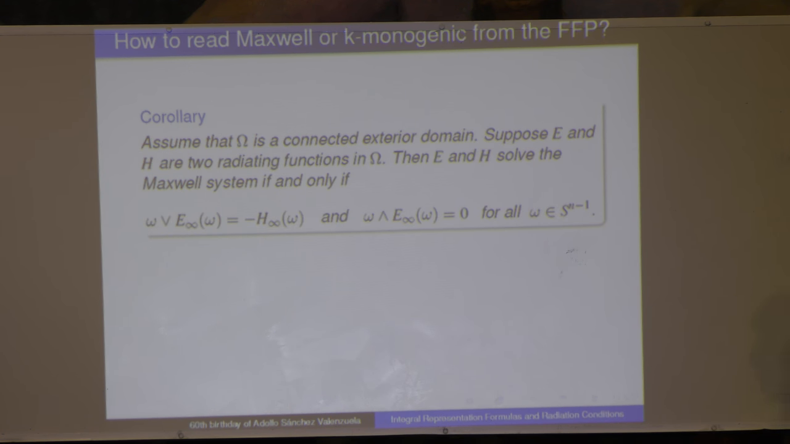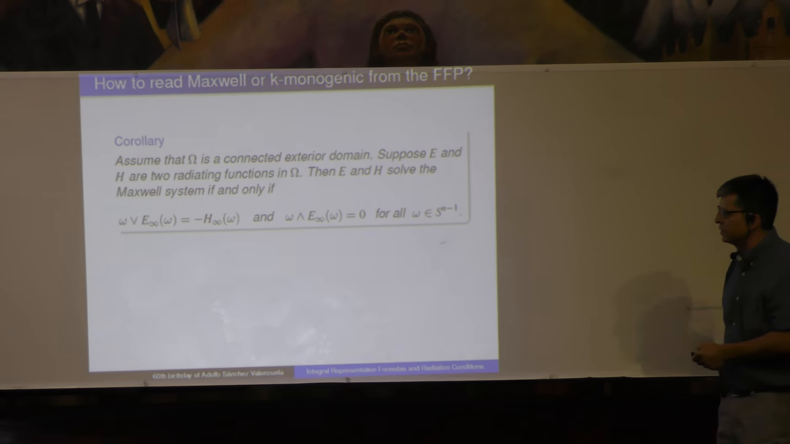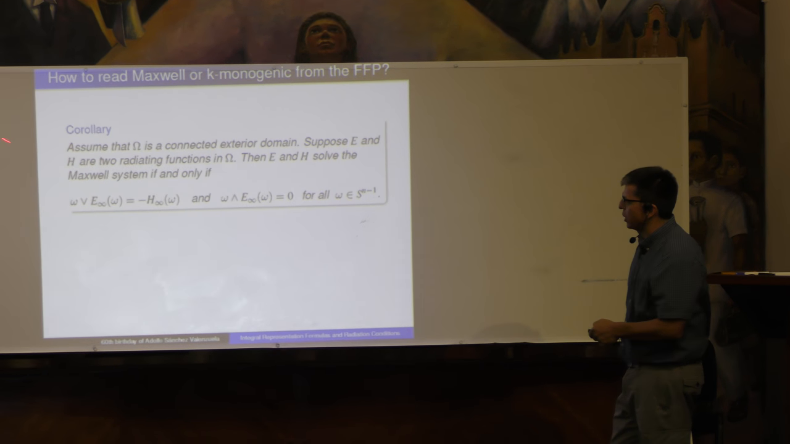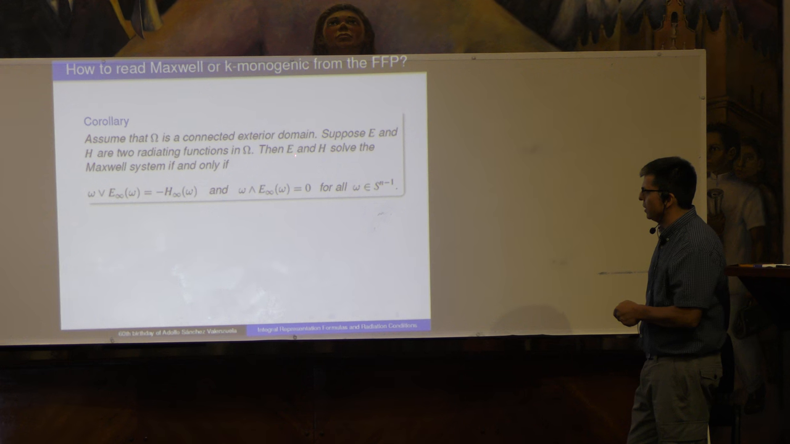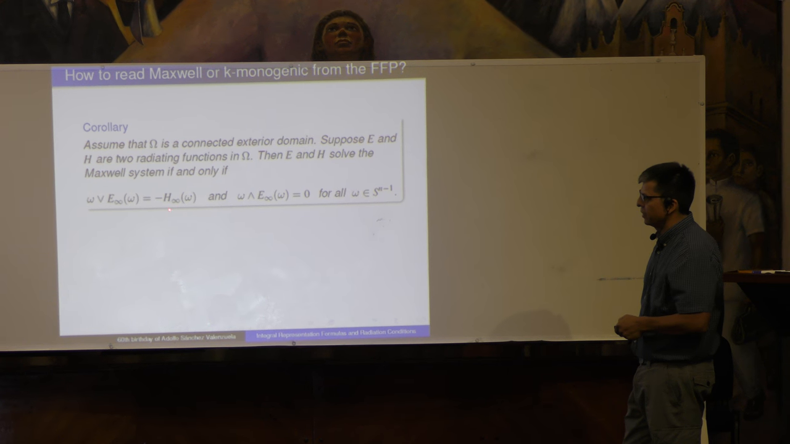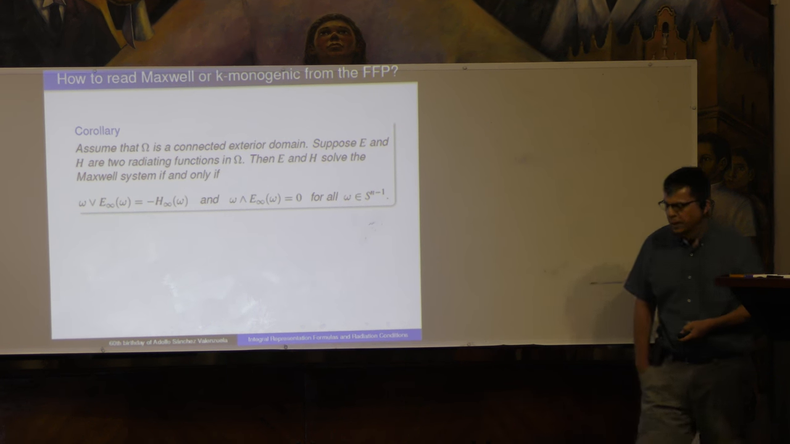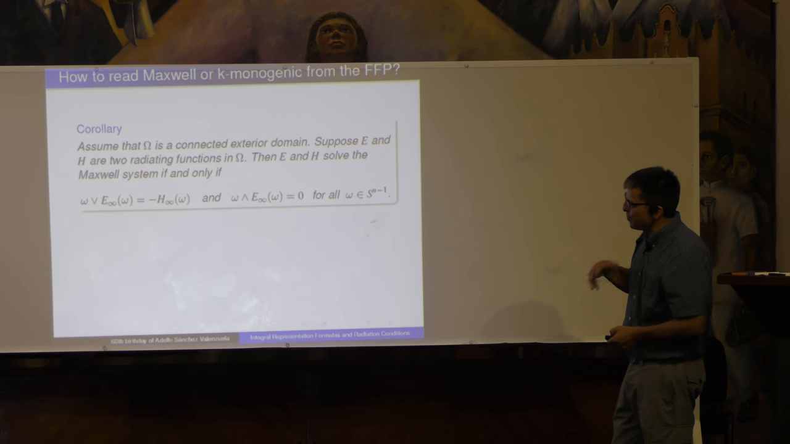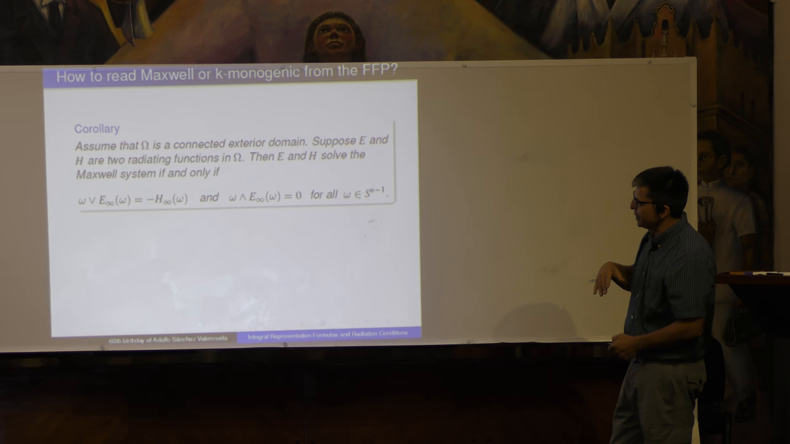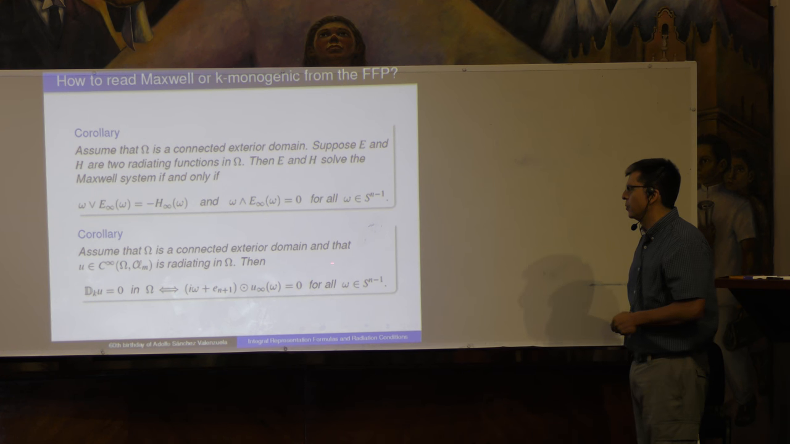So in particular, we are going to be able to read whether a function is Maxwell or k-monogenic from the far field pattern. And this is this corollary. Suppose that we had two radiating functions, then E and H solve the Maxwell system if and only if the far field patterns are related by these two relations. So what are we saying? Let me explain this with the k-monogenic.